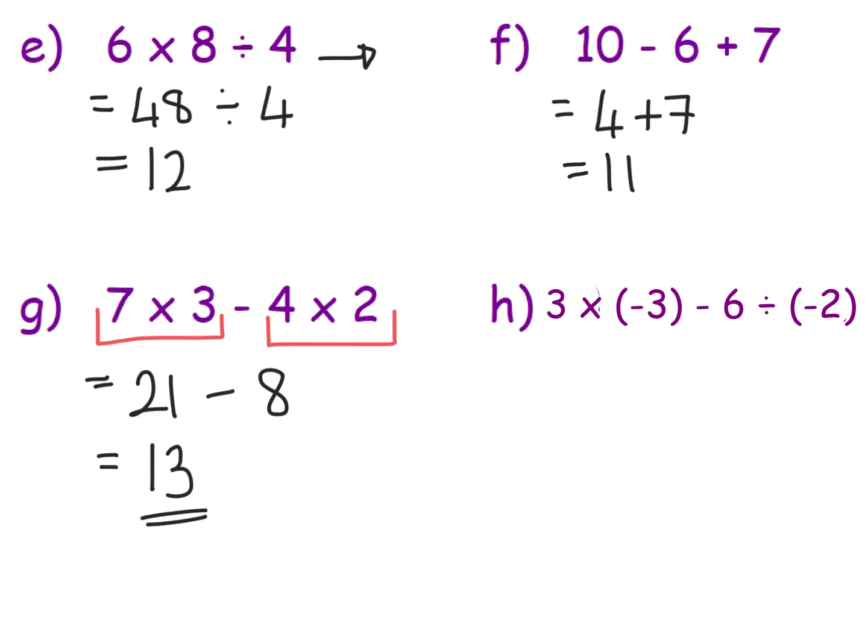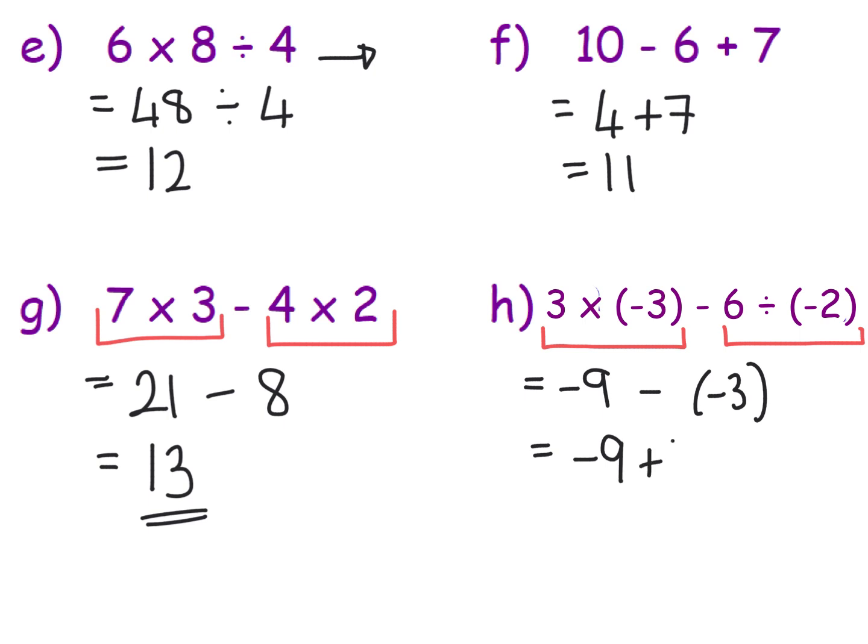There's loads of different signs going on and negatives, but we're going to do that multiplication, we're going to do that division, and then we're going to subtract them. So 3 times negative 3 is negative 9. Take away 6 divided by negative 2 is negative 3. And then I've actually got some more integers coming in here. There's a double negative in the middle, so that sum becomes minus 9 plus 3, which is negative 6.